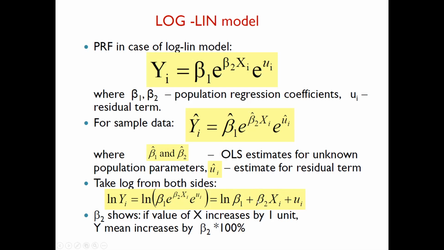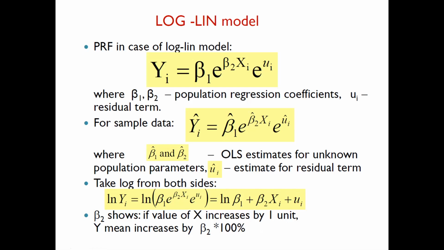Now how do we interpret this? Because we don't have a simple y here, we have the natural log of yi. So we interpret it this way: if x increases by 1 unit, y increases by beta 2, the slope coefficient, times 100%. If this is 0.4, then if x increases by 1 unit, y increases by 40%. Are you getting it? This is how we have to interpret. So this is the interpretation of a log-lin model.